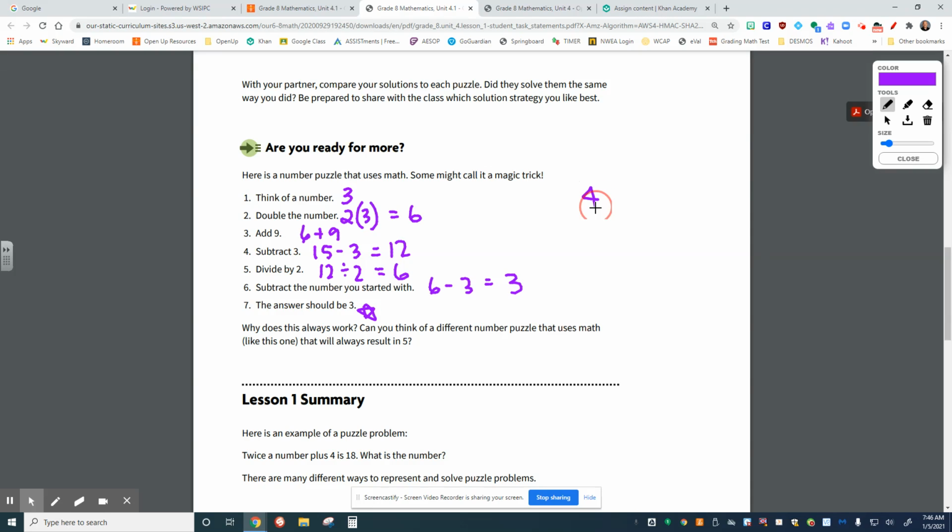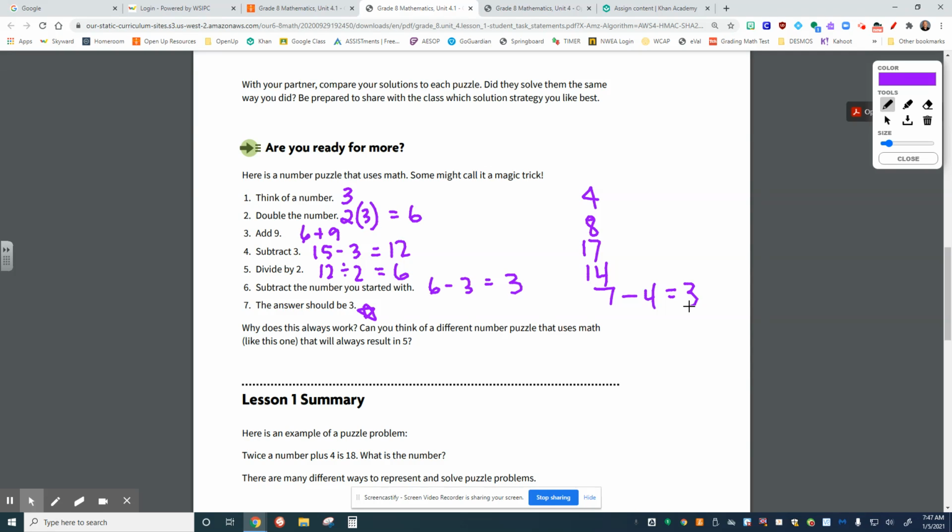Okay, let's try another one. Let's go ahead and do 4. Double the number is 8. Add 9, 17. Subtract 3, 14. Divide by 2, 7. Minus 4 equals 3. Crazy, it's worked twice. I challenge you to try this one out several times.